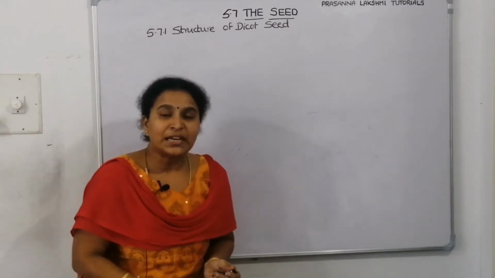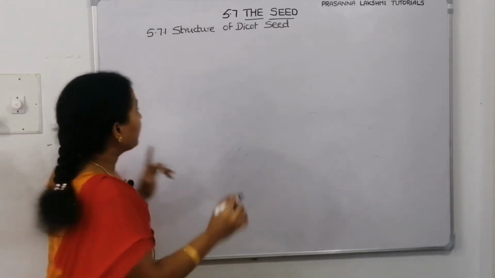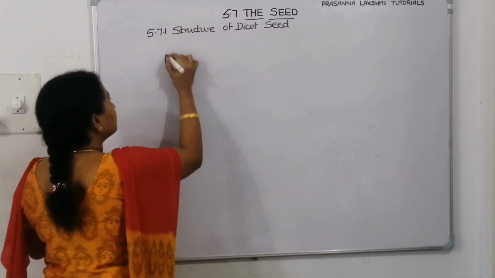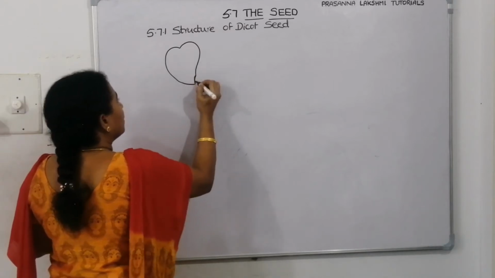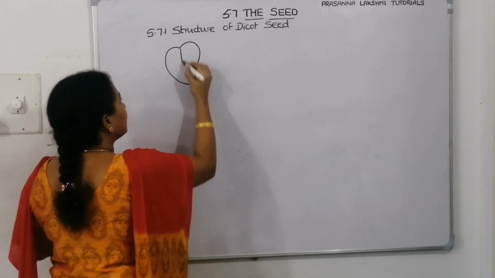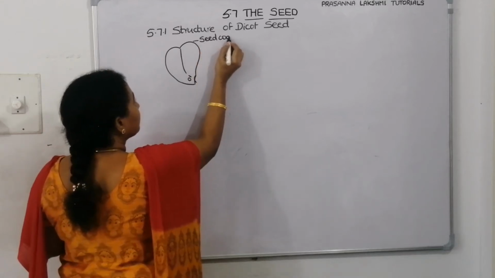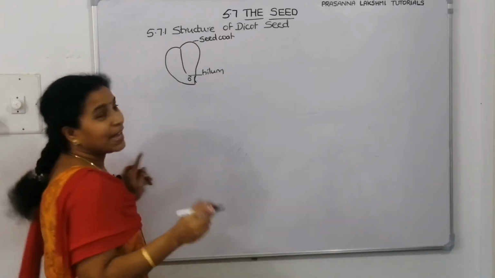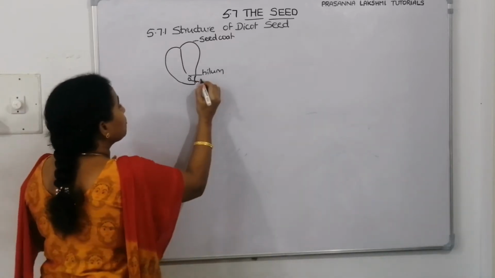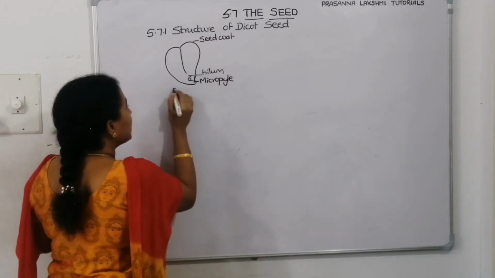Now when we have to see the dicot seed, we have just taken a chickpea and we saw it. In the chickpea we saw micropyle and hilum, and we said this is the seed coat. This represents a scar to which the placenta was attached. And this pore is called micropyle. This is chickpea.